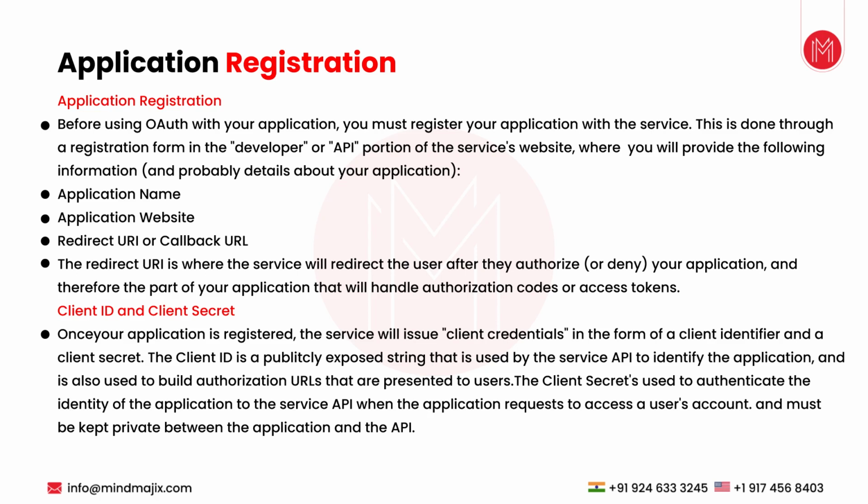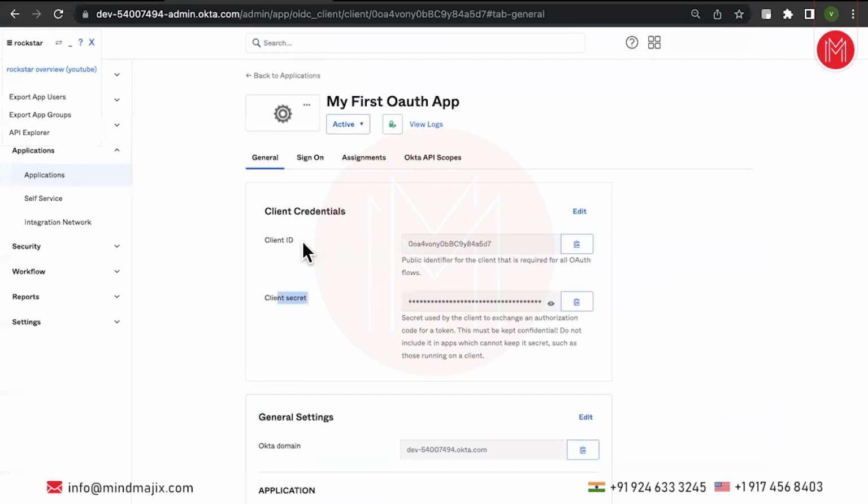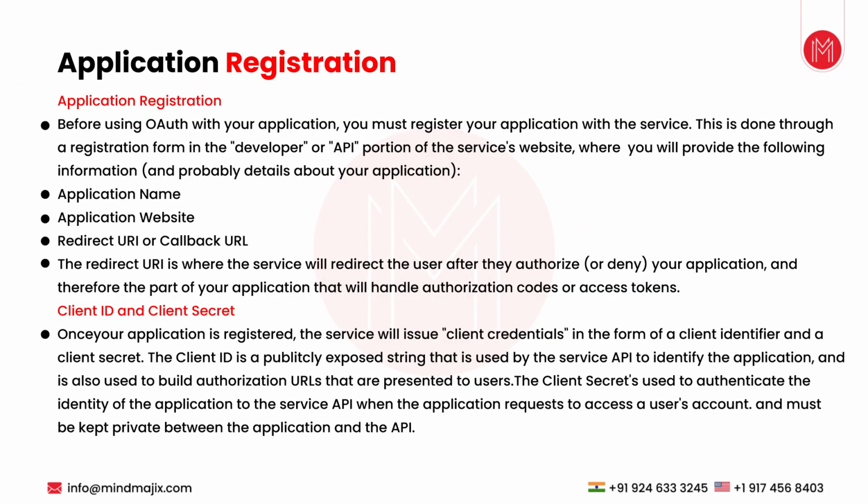So once your application is registered, the service will issue client credentials in the form of a client identifier and a client secret. You would remember that the moment we clicked on save, our client ID and client secret were generated. So the moment the application got registered, the client ID and the client secret got generated. And the client ID is a publicly exposed string that is used by the service API to identify the application.